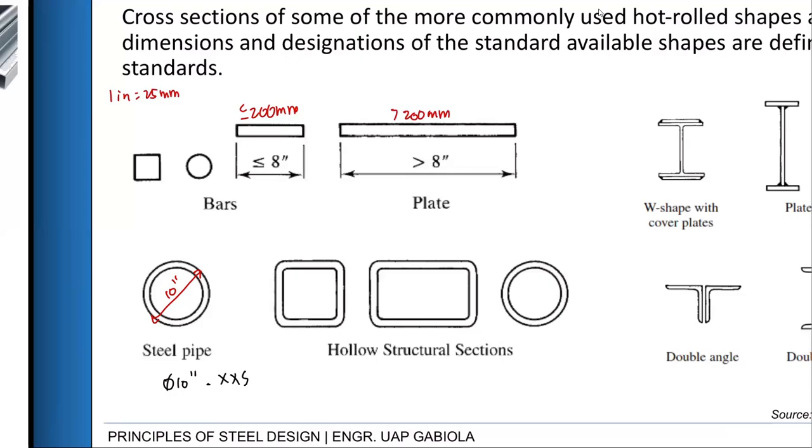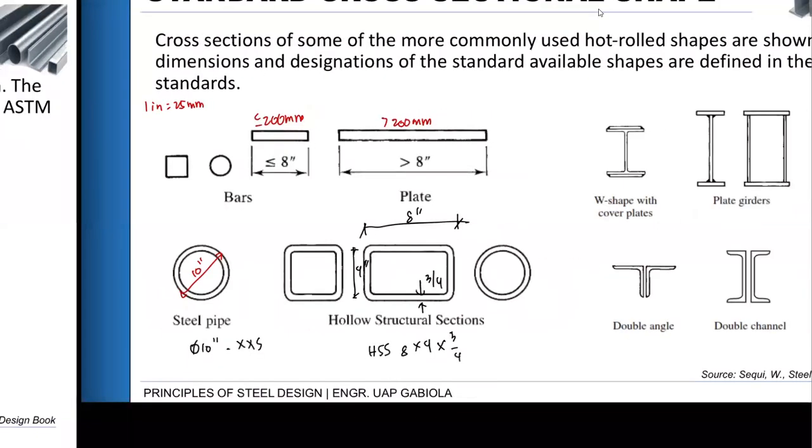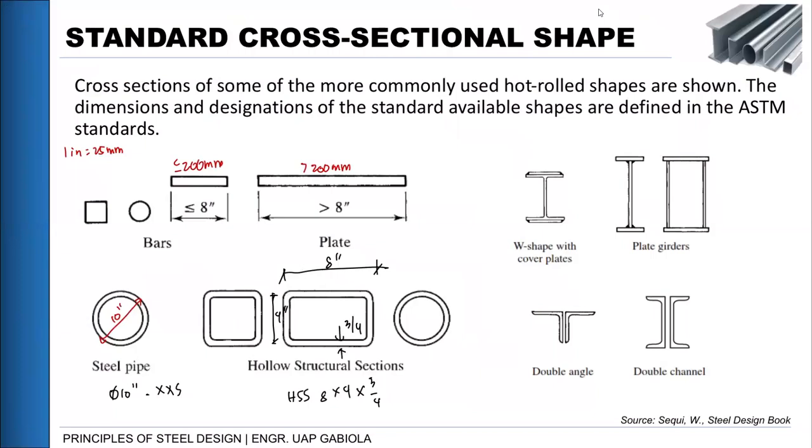Okay? Then lastly, we have the hollow structural sections. So let's say we have a length of, let's say, 8 inches and then a depth of 4 inches. So to designate or a thickness of 3/4. So to designate this section, we will be designating it as HSS 8 by 4 by 3/4. So the same designation technique used in angle bars. So okay, yeah. So there you have it. Some of the standard cross-sectional shape.